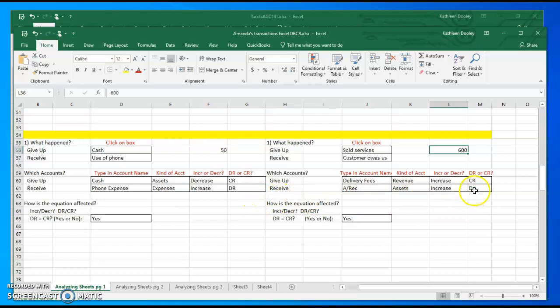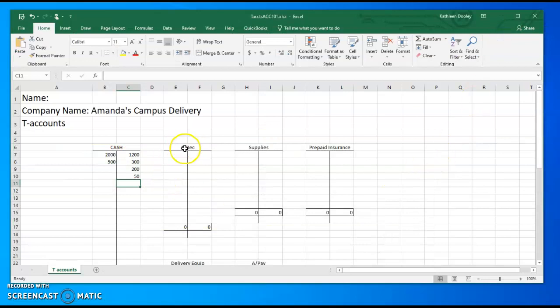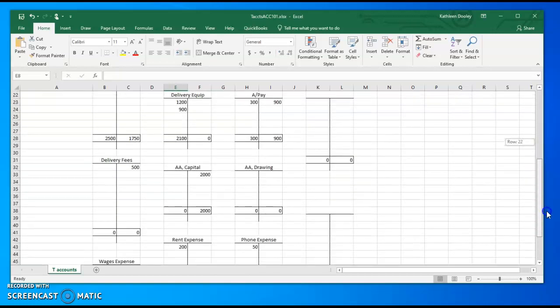Okay, here we have a debit to accounts receivable and a credit to delivery fees for $600. Here's our accounts receivable. We have a debit of $600, and we have a credit to delivery fees of $600.